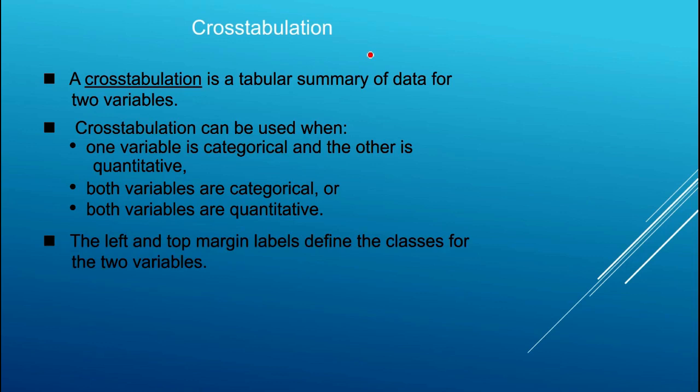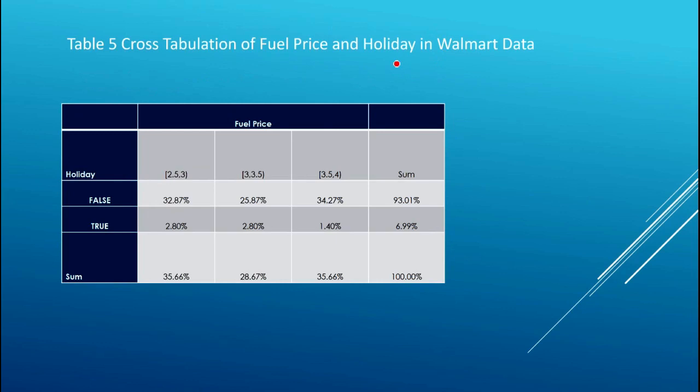The left and top margin labels define the classes for the two variables in a cross tabulation. So here's an example of a cross tabulation from my Walmart data set again. I created this cross tabulation in a program called R, and I was interested to know whether or not there's a relationship between the price of fuel and whether or not the week includes a holiday. I was speculating that maybe there's more travel on federally recognized holidays, and that would increase the price of fuel. I chose three different bins for my quantitative variable, fuel price. The first one goes from $2.50 per gallon up to $3 per gallon, or $2.99 per gallon. The second goes from $3 to $3.50, and the last from $3.50 to $4.